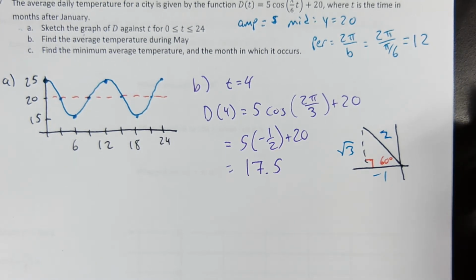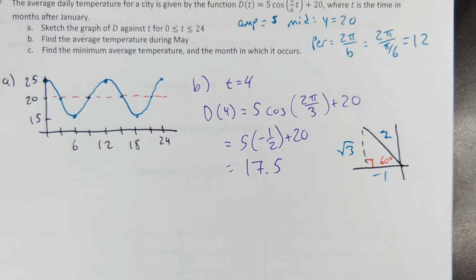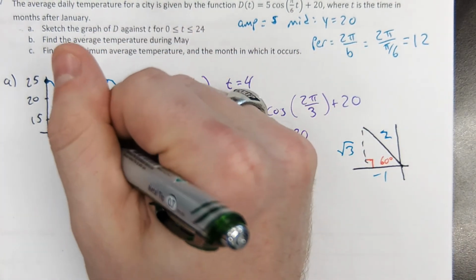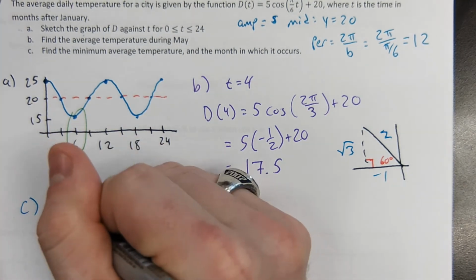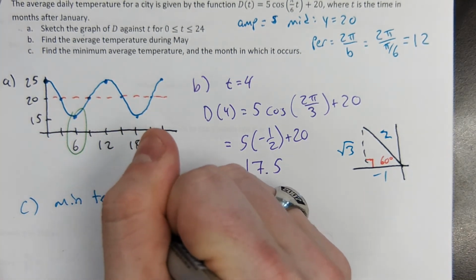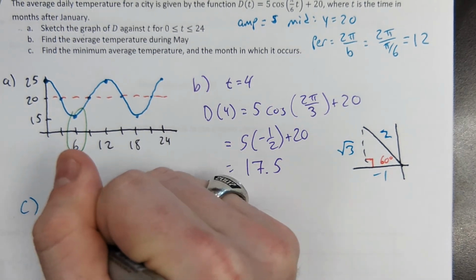C says to find the minimum average temperature and the month that it occurs. Well, what's the minimum average temperature? 15, yeah, so we just have to look to see at what month that occurs. It should be July, right? Because January is 0, so I'm counting on my fingers, not under camera, so we don't have to look through the pudge. February, March, April, May, June, July, yeah, 6. So minimum is 15 in July.